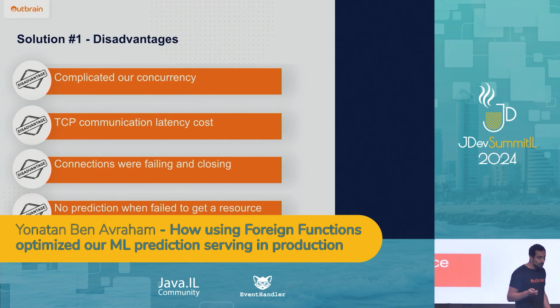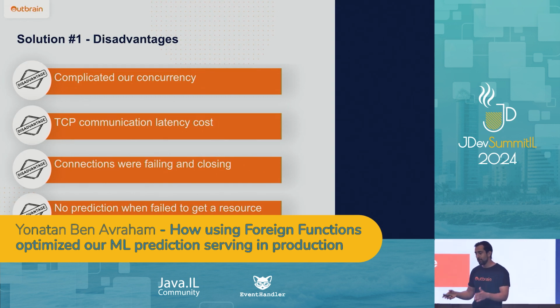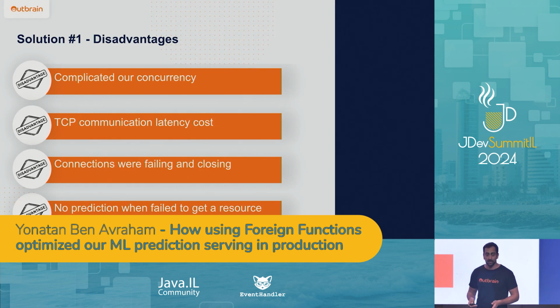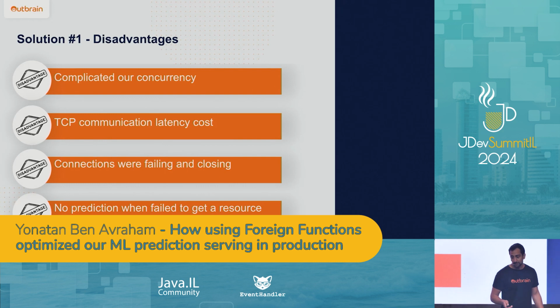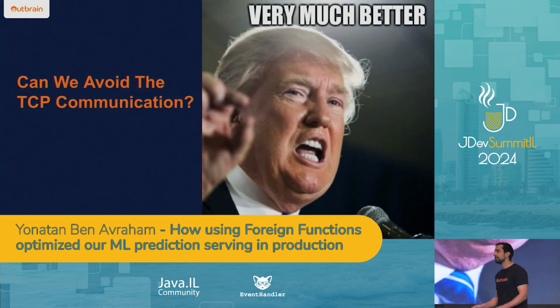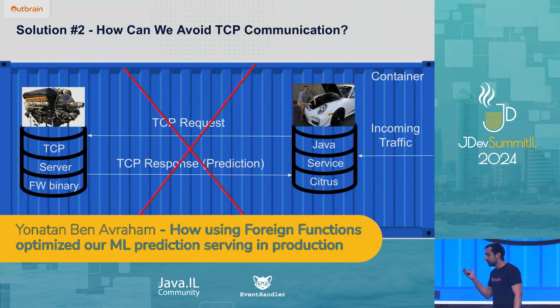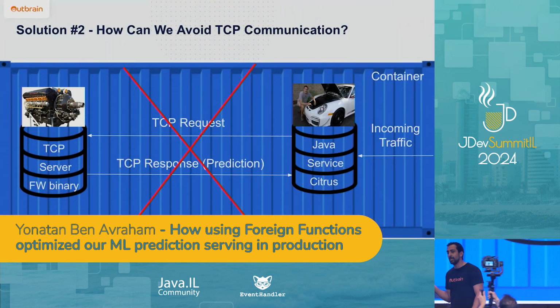And I think that the most aching problem is the last one, where we just added a huge point of failure to our system, because now if something goes wrong with the TCP communication, we don't have predictions and we can't really serve this request very well. So, another huge disadvantage. It was very clear to us that if we could avoid the TCP communication, things would be much better, both in latency terms and in CPU terms. But how are we going to do that? How are we going to get rid of this TCP communication?